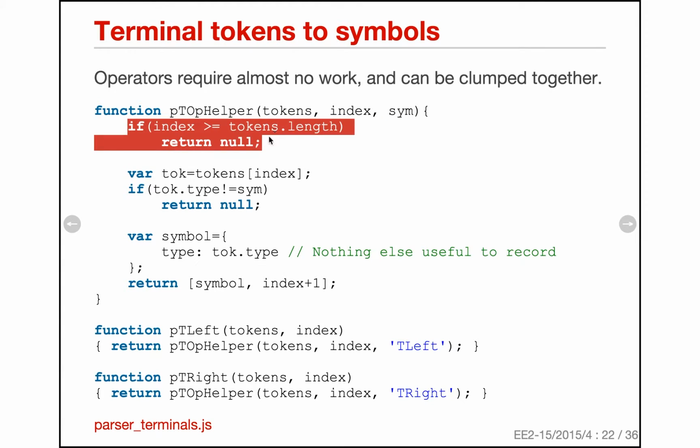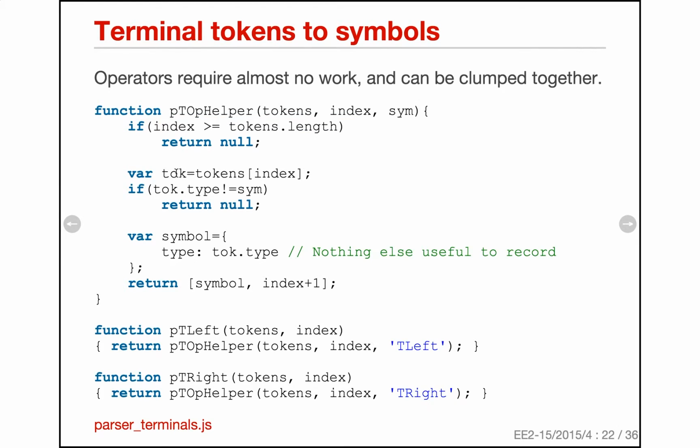So just as before, if we're off the end of the tokens, we cannot match. If the type of the token doesn't match the type of the token we're looking for, we cannot match. Otherwise we return a symbol index + 1. And given this helper function, we can now much more easily say a parser for a left symbol is this helper thing, and it should be a left. Parser for a right bracket is going to be matching a right bracket. So it just makes things a bit simpler, avoids repeated work.